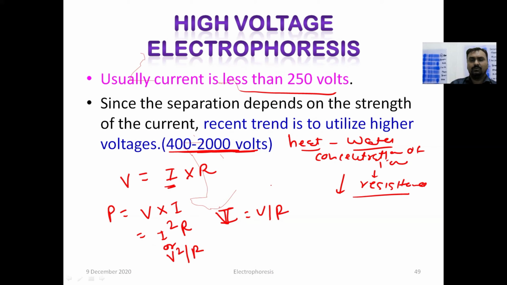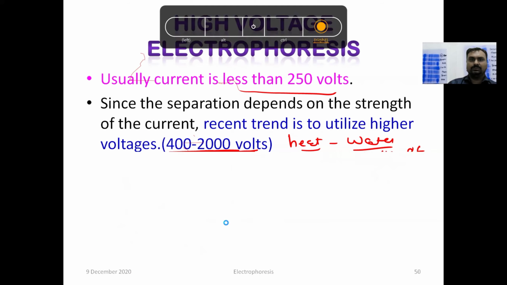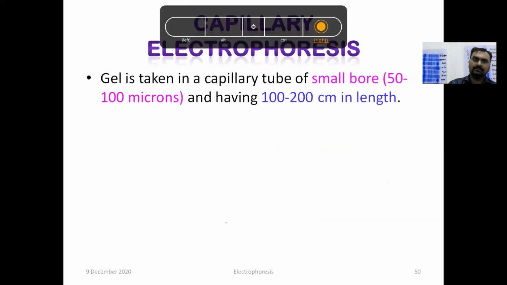Here the question is whether we should keep constant voltage or constant current. As the resistance decreases, when we keep the current constant, there is decreasing heat, so less heat is generated. If we use constant voltage, then with the decreasing resistance, the heat will increase and then be diffused. So ideally, constant current should be used in case of electrophoresis.